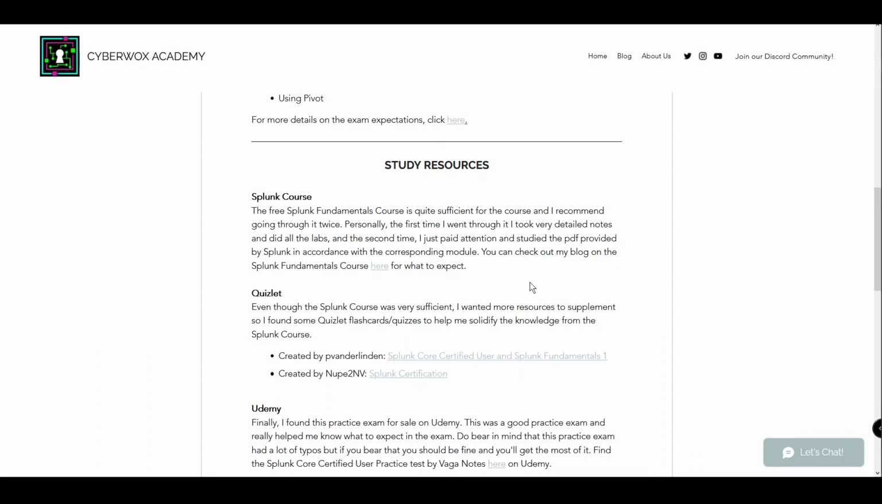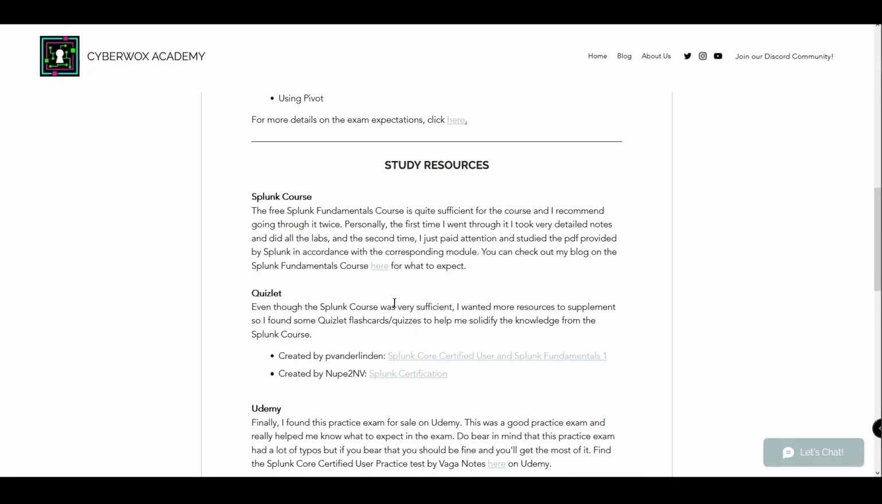But you would definitely need to configure a Splunk lab in your own environment, because they're not going to provide you a lab environment. So you need to build maybe an Ubuntu server and configure Splunk on that server. But that's really easy to do.